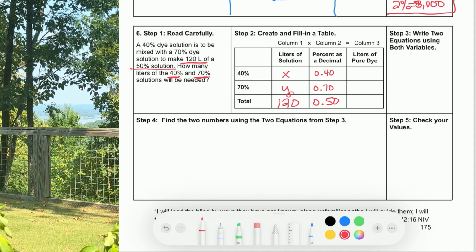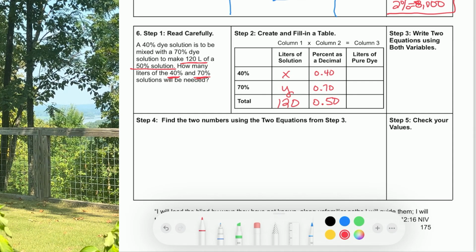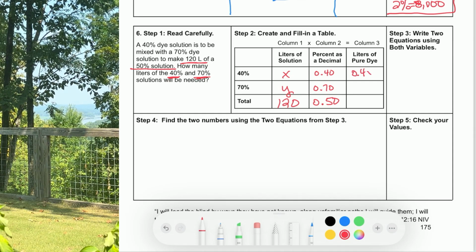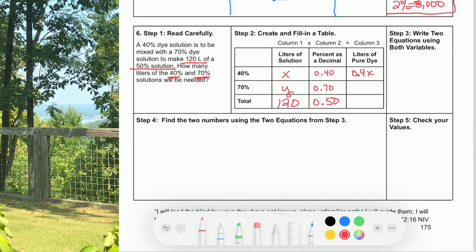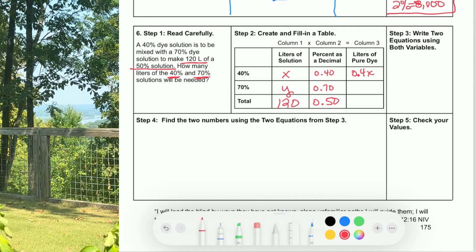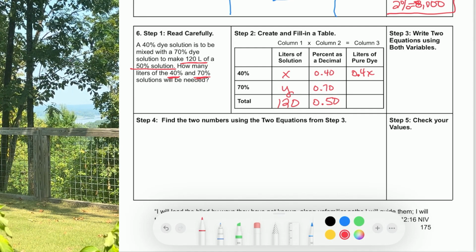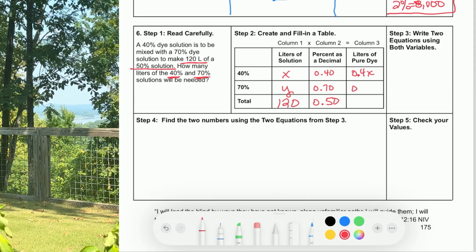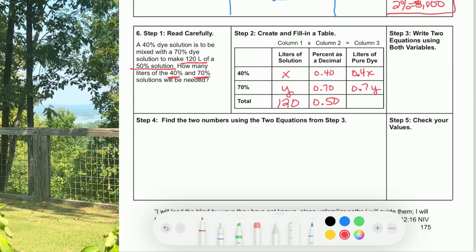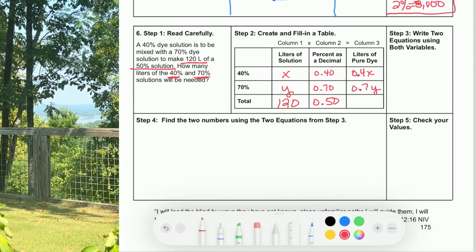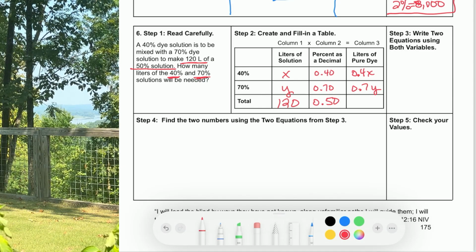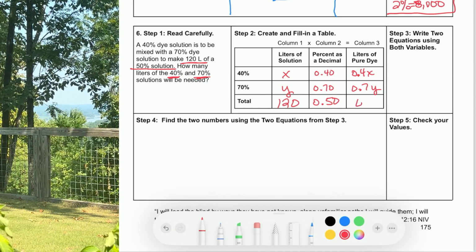Now remember, we take column 1 and multiply it against column 2 to get our values for column 3. So x times 0.40 is going to become 0.4x. I'm going to go ahead and drop that 0 because it's not necessary. It's to the right and it doesn't add any value. It's just a placeholder basically. Now I'm going to do the same thing here. We get 0.7y, 120 times that 0.5 gives us 60.